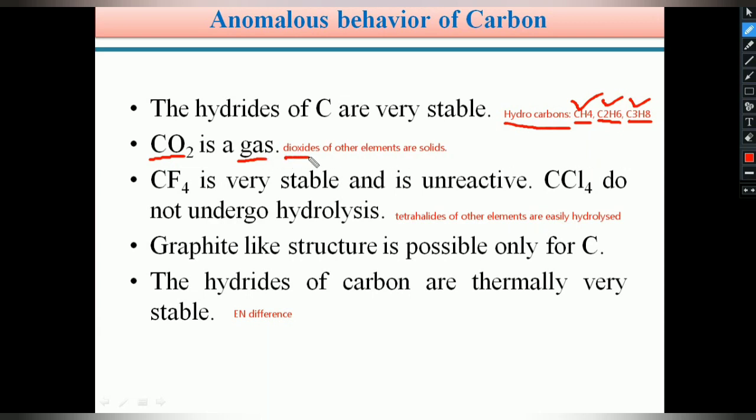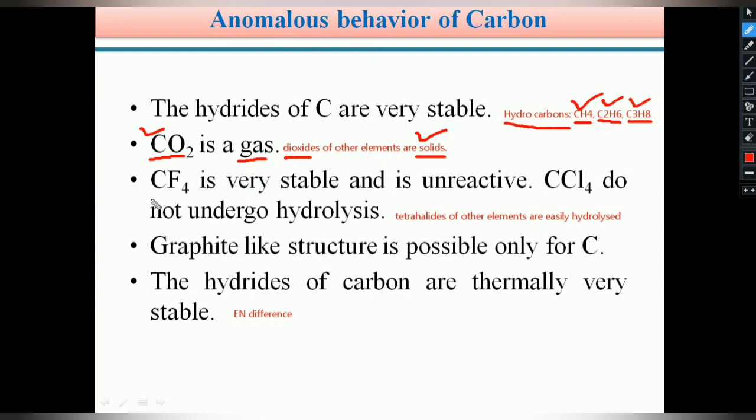But the dioxides of the other fourth A group elements, silicon, germanium, tin and lead, are solids. See, students, how beautiful it is. The same group, carbon is present in the fourth A group, and the other fourth A group elements, silicon, germanium, tin and lead, have the same valence configuration. All are present in the fourth A group, but the dioxide of carbon is gaseous while the dioxides of the other elements are solid. Therefore, variation in physical state is also observed in the dioxides. So this is one of the reasons for the anomalous behavior of carbon.